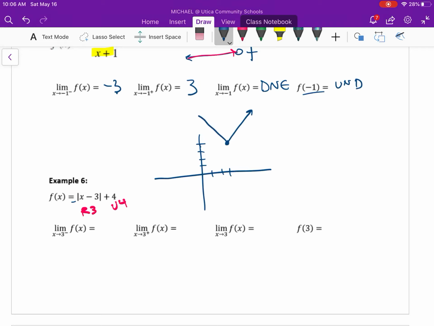And because there's no value in front, the slopes of these lines are 1 and negative 1. If there was a 2 there, then the slope would be 2 and negative 2, and so on and so forth. And if there was a negative value in front, then that would flip it and point it down. All right, so this is a case where both of these approach the same spot, and the function value is at the same spot. So all of these are the same, and they're all going to be 4. The limit from the left is 4, the limit from the right is 4, the limit in general is 4, and the function value itself is also 4.